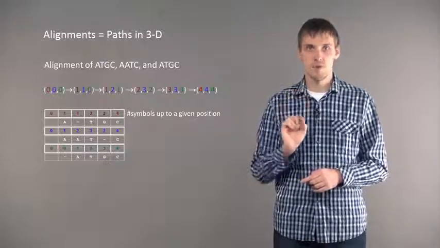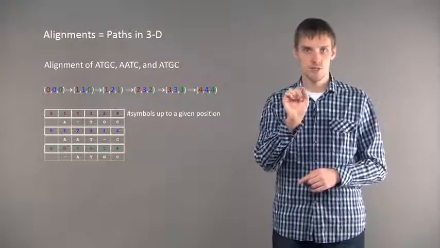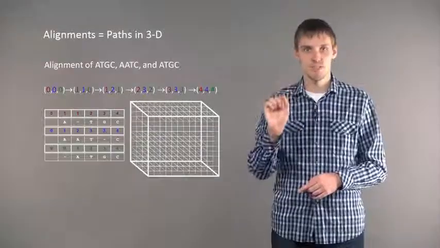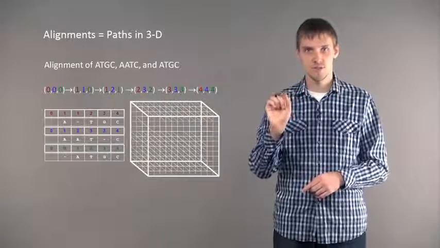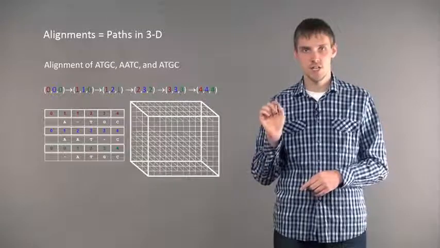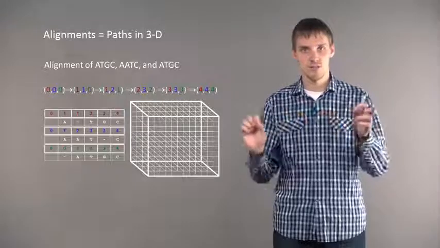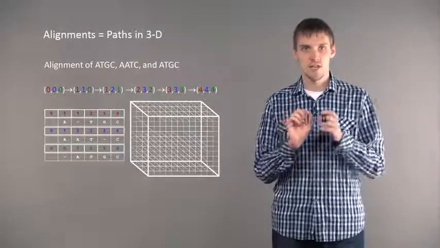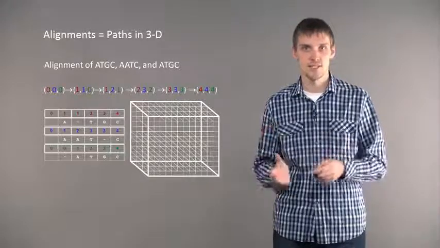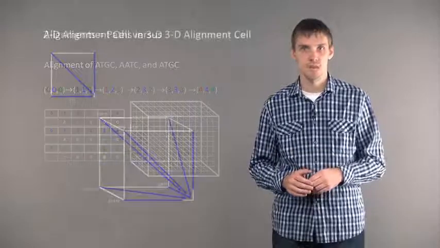And our alignment path will move from the 0, 0, 0 point, which is the source in our three-dimensional Manhattan grid, to 1, 1, 0, to 1, 2, 1, and so on and so forth. And it will finish at the opposite corner of this three-dimensional grid from where it started. And this opposite corner, we will also call a sink, similarly to our two-dimensional Manhattan grid.